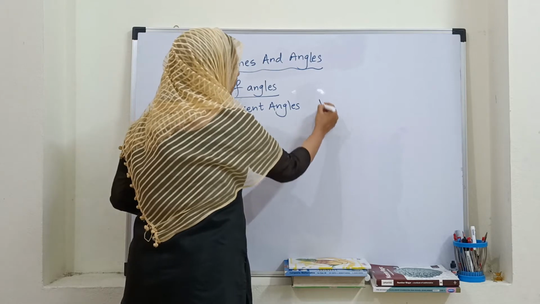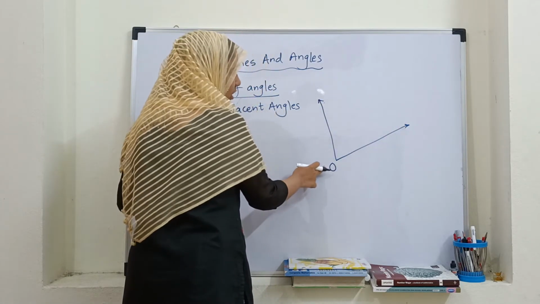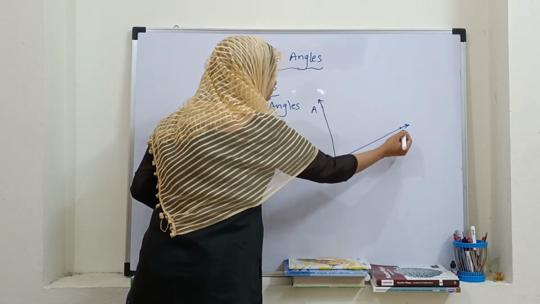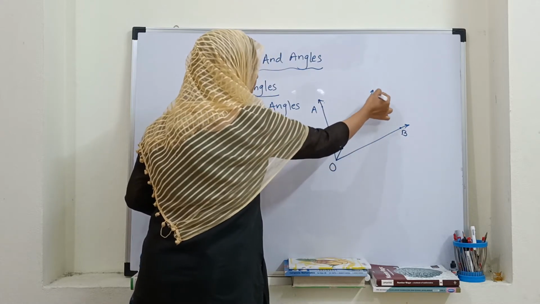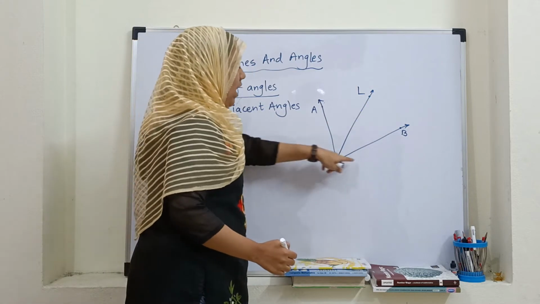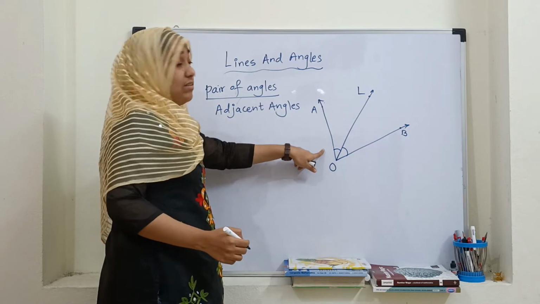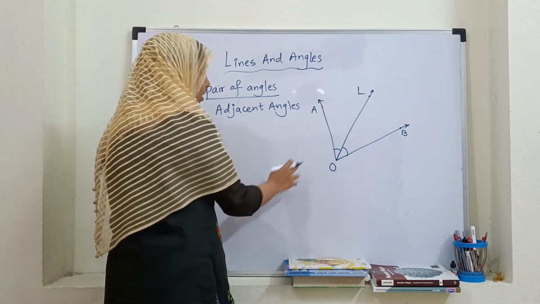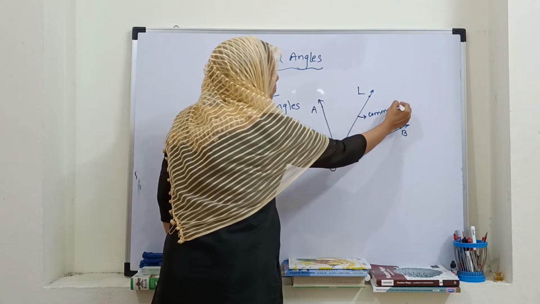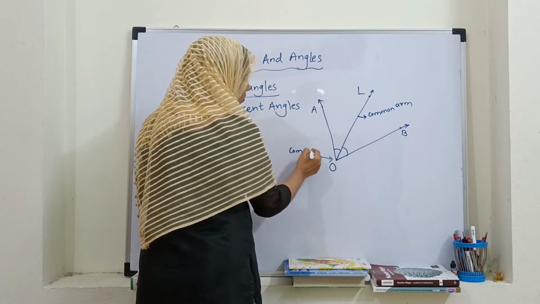For example, consider a diagram. Here, again I am drawing the initial vertex O. This is a point A, this is a point B, and having one more ray in that. For example, this is a ray L. OL, OA and OB. We have two angles here. These two angles are placed next to each other such that they have one common arm and initial vertex common.